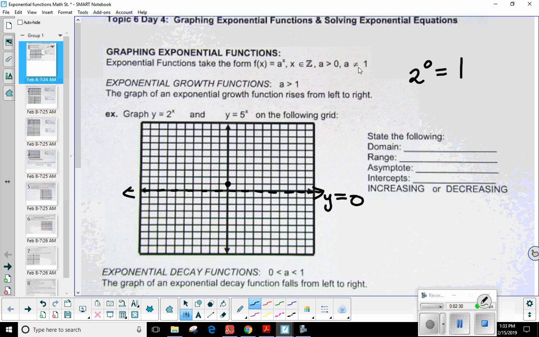Because even if you start to throw in negative powers, let me give you one very quickly. Let's say 5 to the x. How about 5 to the negative 2? Does anybody remember how we deal with a negative power? You flip it, so you take the reciprocal. There we go. If you take the reciprocal of an expression with a negative power, that makes it positive.